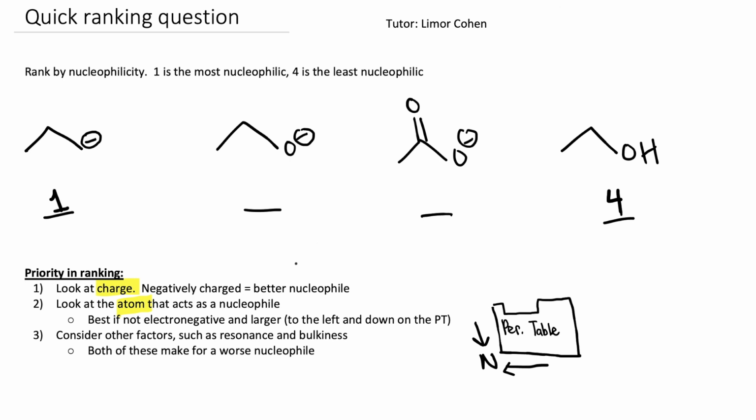The last thing we want to look at is other factors like resonance and bulkiness, since these decrease nucleophilicity. So looking here, this negative charge on this molecule can resonate, making it less available to act as a nucleophile. So this will be our number 3, and this other molecule will be number 2.